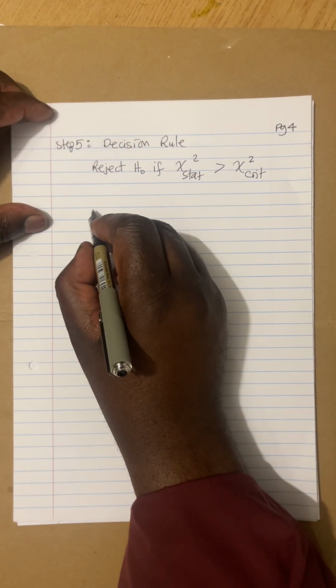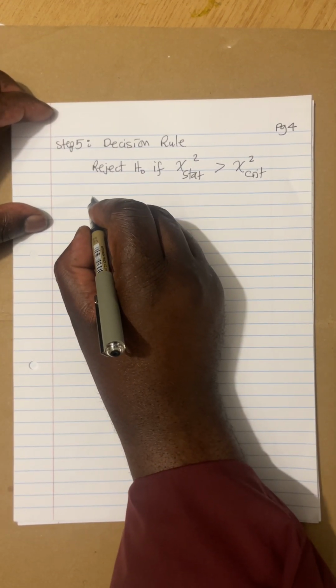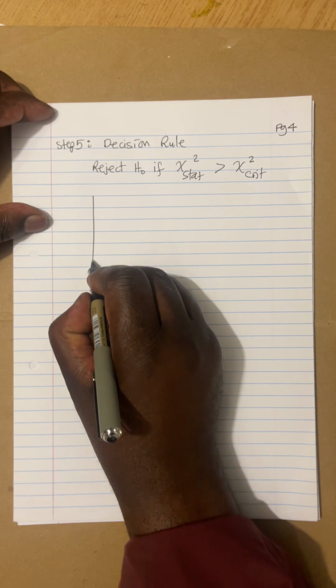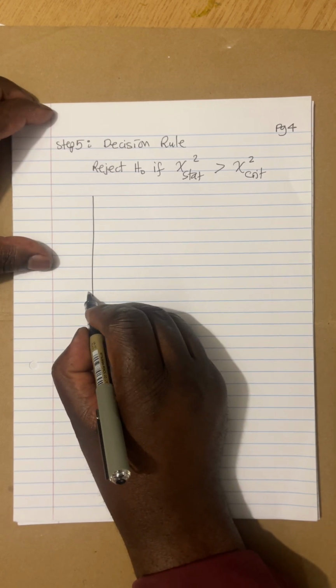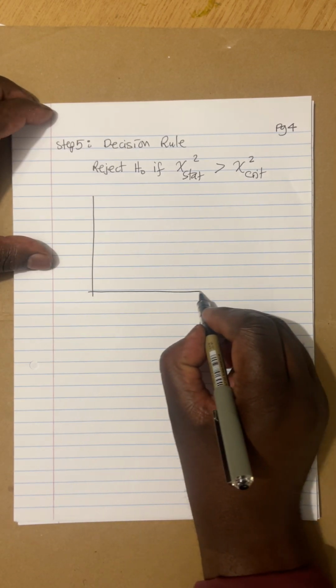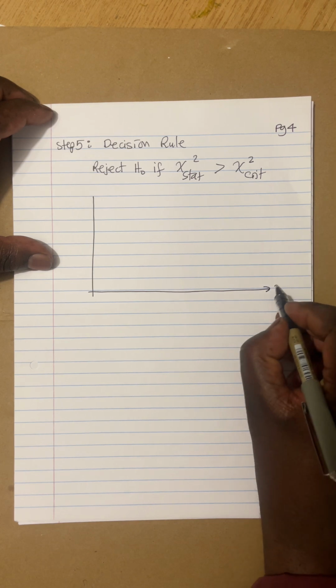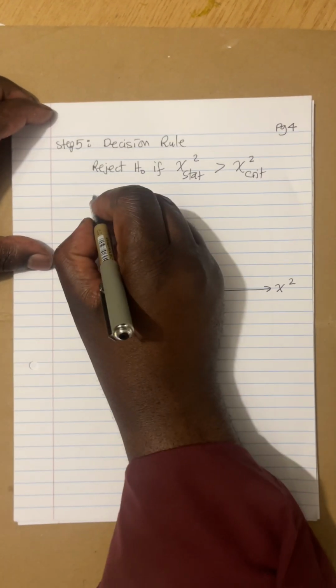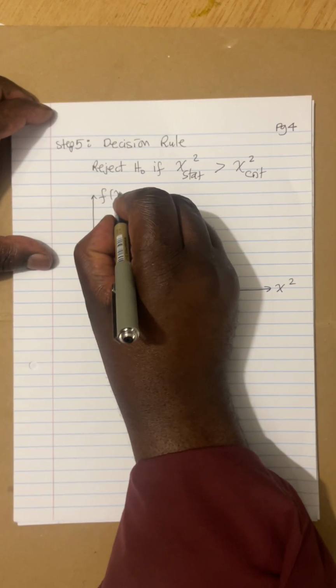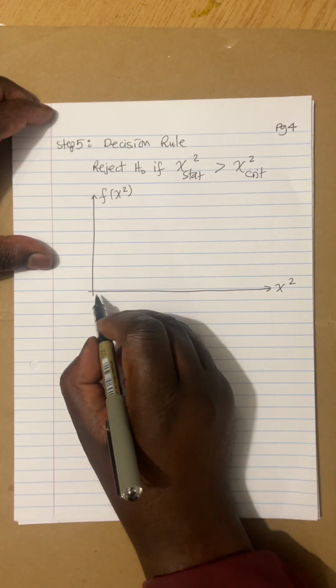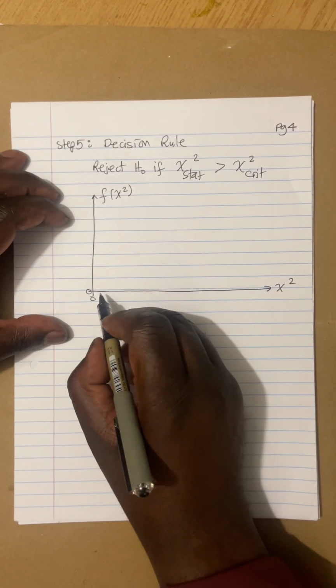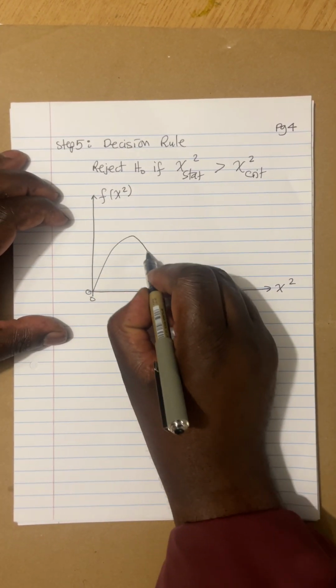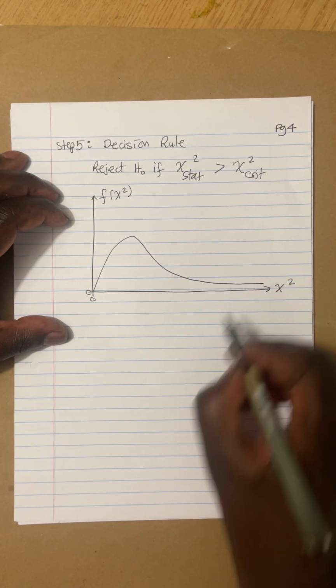If you remember, this is where we actually draw our sketch of the chi-squared distribution curve, like so. We have chi-squared here, and then we have f of chi-squared, and then, like I told you last time, the chi-squared curve is skewed to the right, like so.